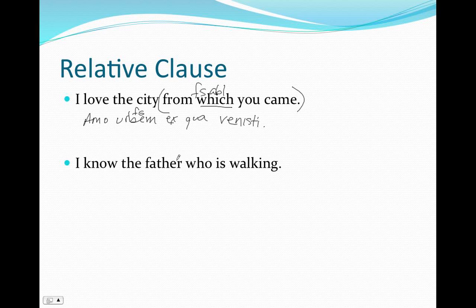Let's try another one. I know the father who is walking. So let's bracket off our relative clause. I know the father. Scio patrem. Right, cover the easy part. And then we say, okay, well, father is masculine and singular. So our relative pronoun has to be masculine and singular. And then I look at this and I say, okay, well, what function is it? It's who is walking. He's doing the action, so we want it to be nominative. So, qui ambulat. Scio patrem qui ambulat.